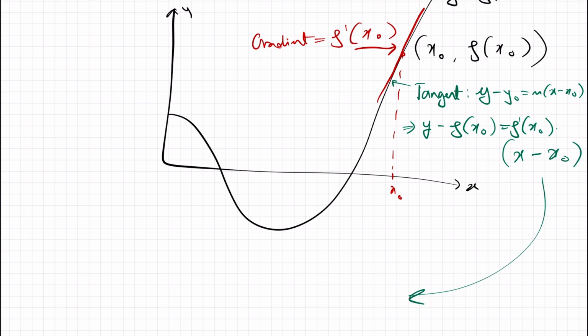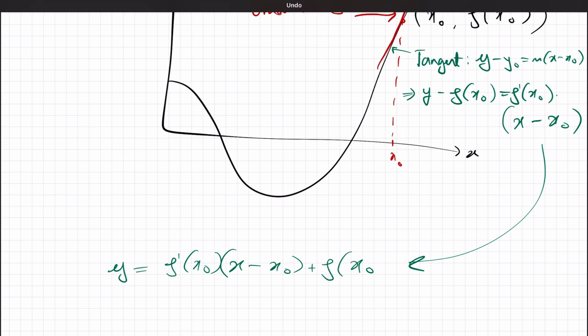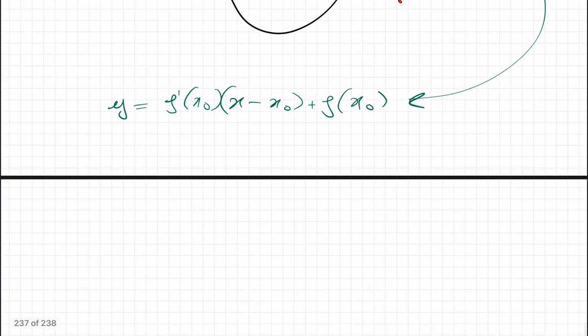So let me bring this over here. In other words, what it's saying is the tangent has equation y equals f dash of x0 times x minus x0, plus f of x0. Now, if we want to work out the root of this tangent, we just have to set y equals 0.